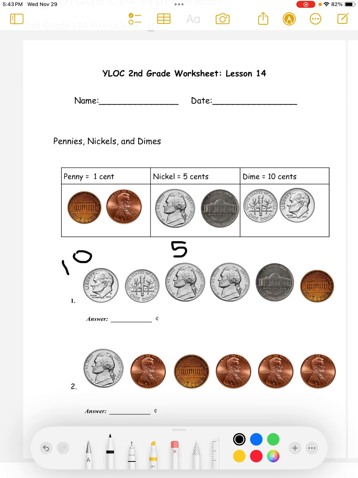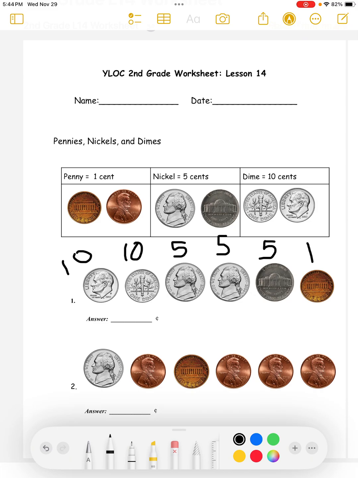And this one looks like another 5 cents. And this one looks like a penny. So you'd write down 1 cent. Oh, and another 10 cents here. And another 5 cents here.